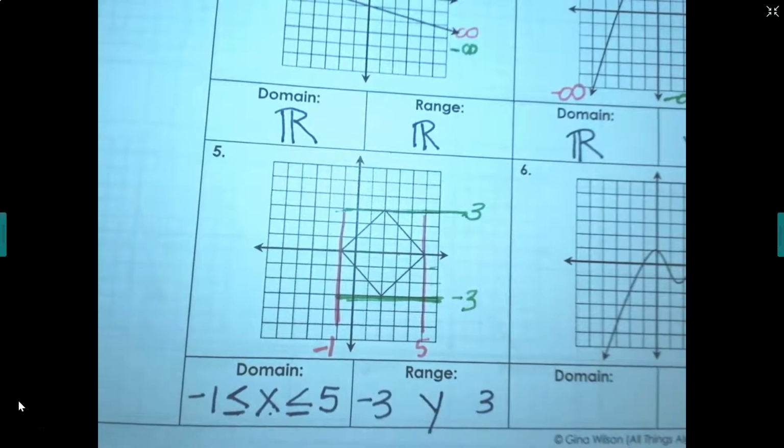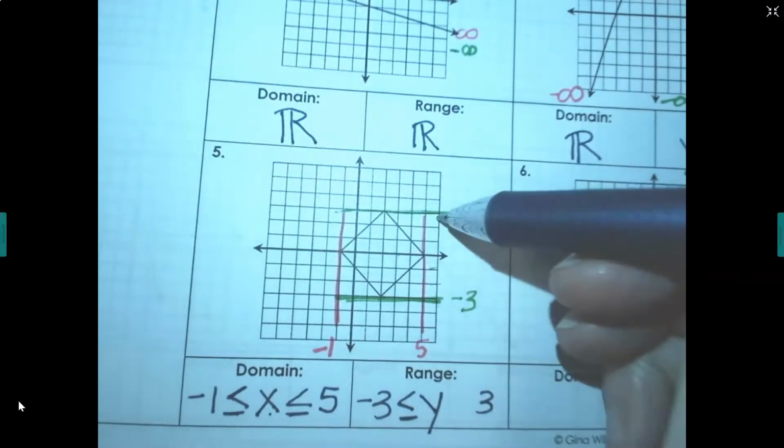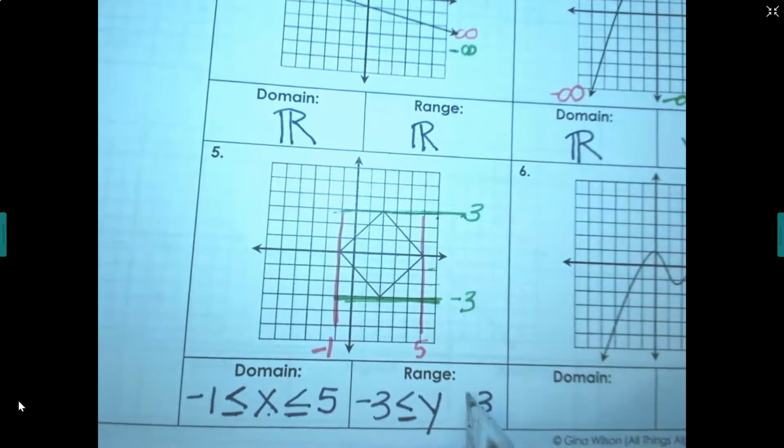We are talking about y's, so make sure you put a y in there. The y's are above -3, so we say compared to the y is greater than -3. It can be equal to, because this is a solid line, but they are also less than +3.